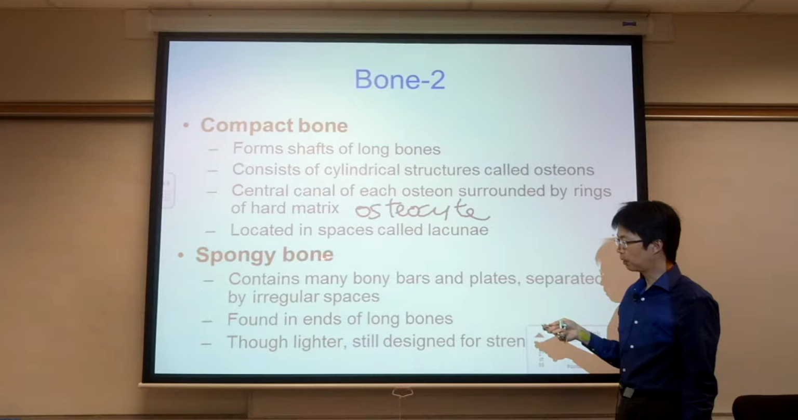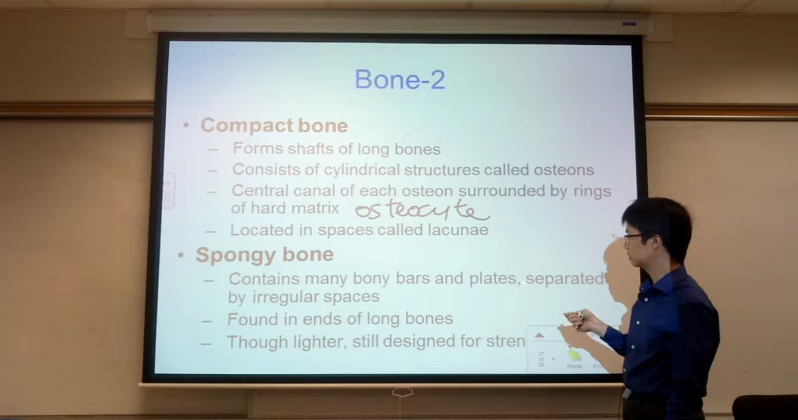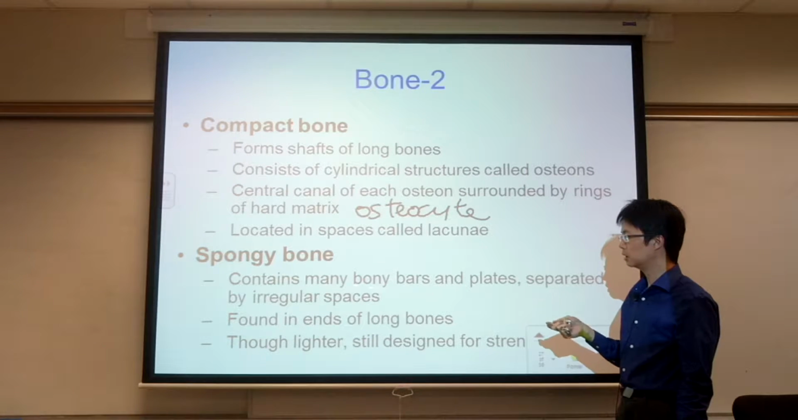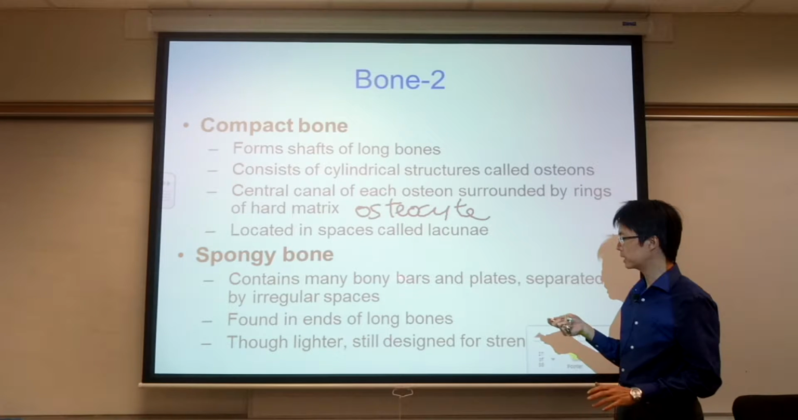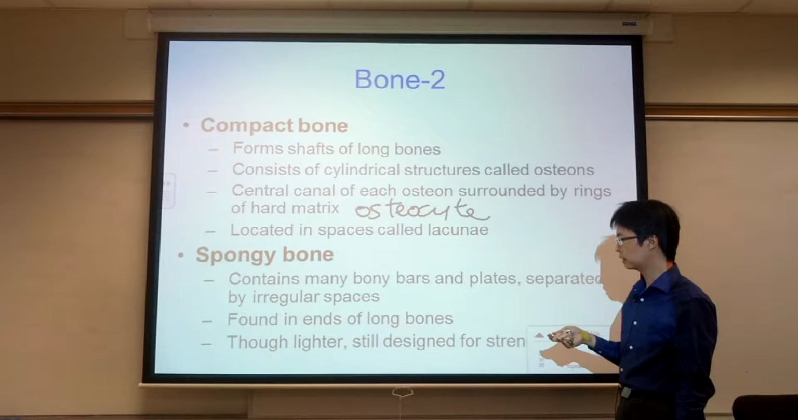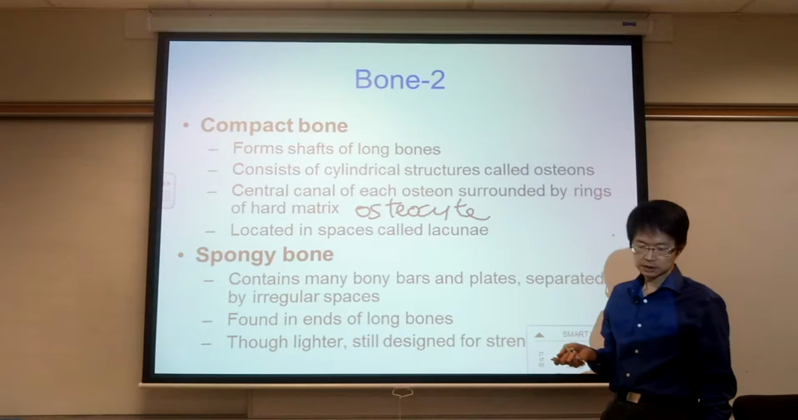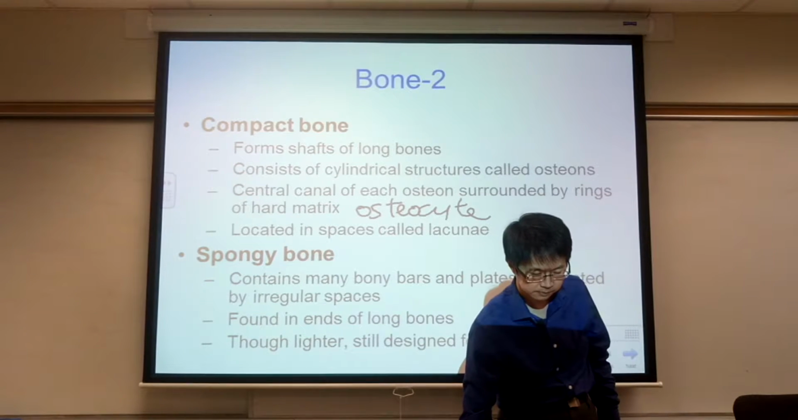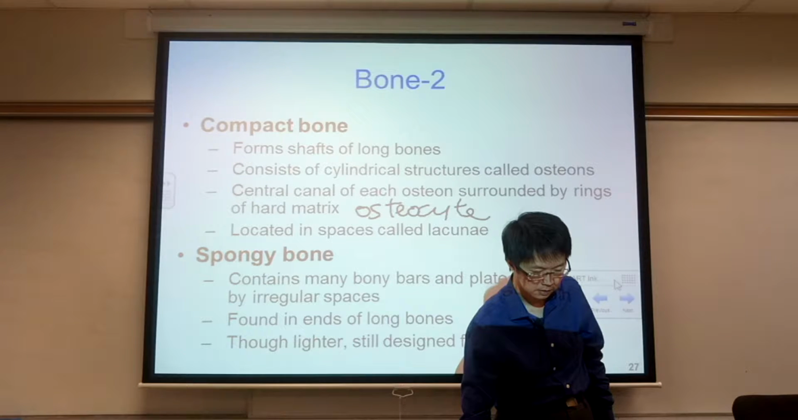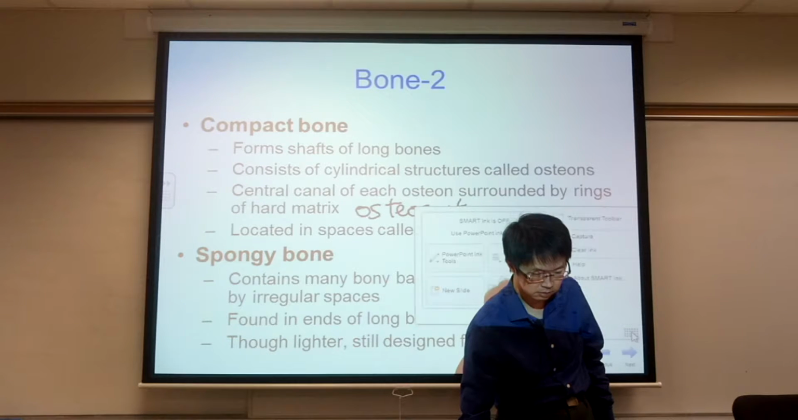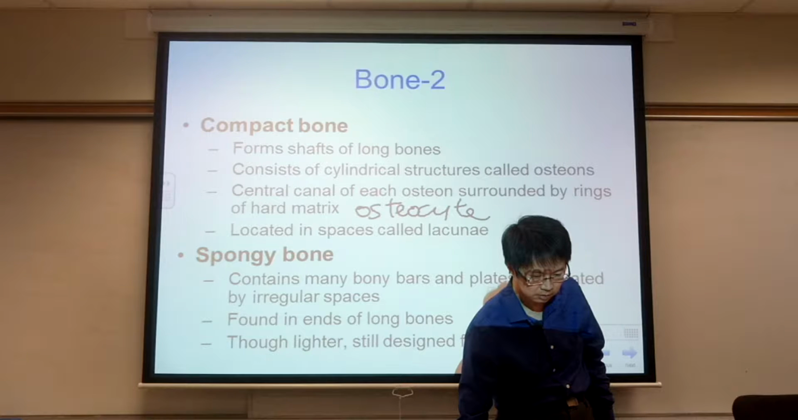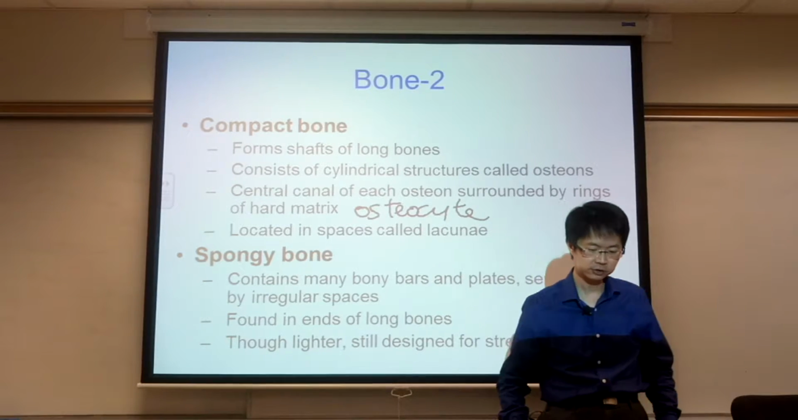The spongy bone is bone that has many small bony bars and very small irregular spaces. They are usually found at the end of the long bone. They're designed for strength.